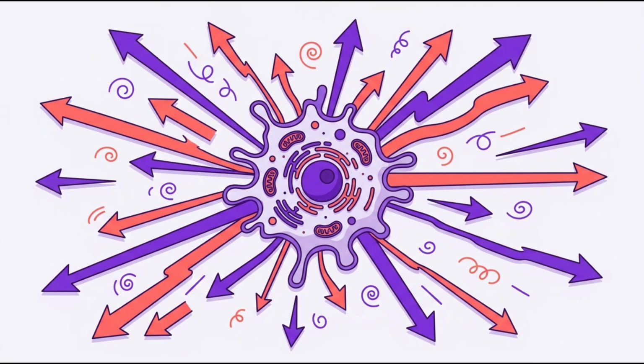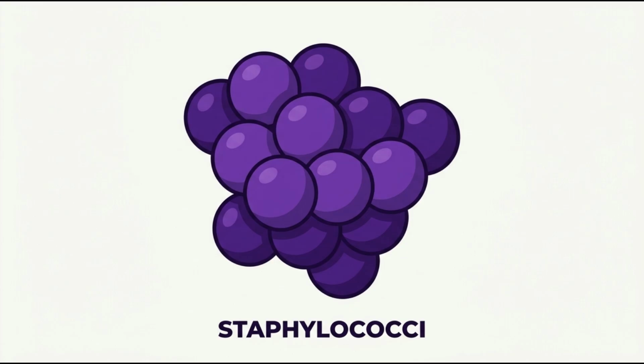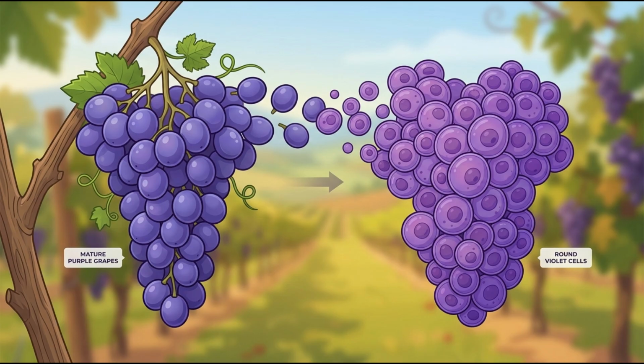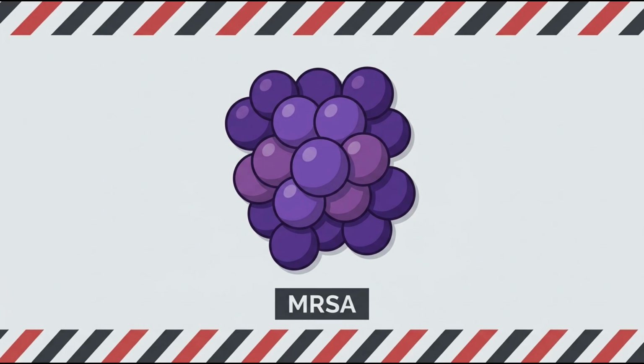Now throw out the rules. Divide every random direction. You get messy clumps, the staphylococci. True troublemakers. Staphylo means grape cluster. Picture a tiny grape bunch. Staph infections. MRSA? Yeah, this is that one.